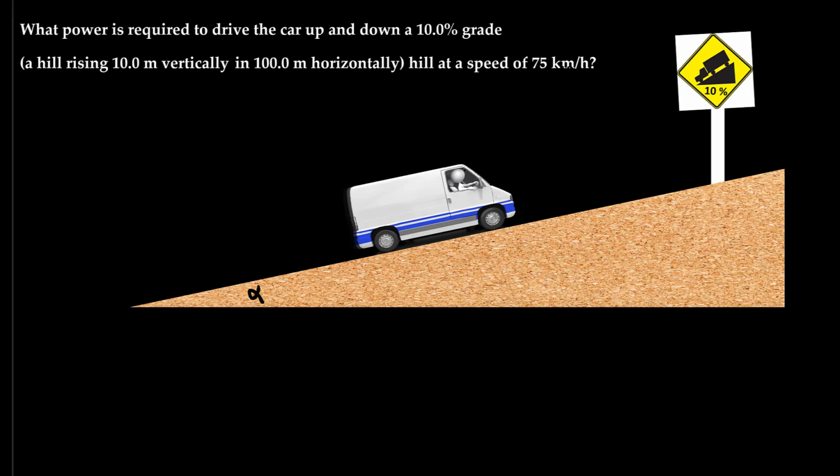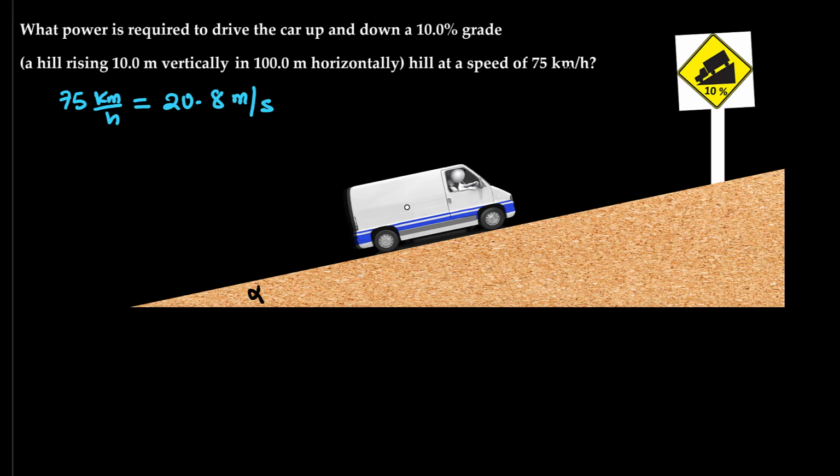This is a continuation of the previous problem in which a car of mass 2300 kilograms moves on a horizontal road at a speed of about 75 kilometers an hour, and we were asked to determine the power required to sustain that car. Now keep in mind that the speed of 75 kilometers an hour is equivalent to 20.8 meters per second. We did calculate this in our last lesson.